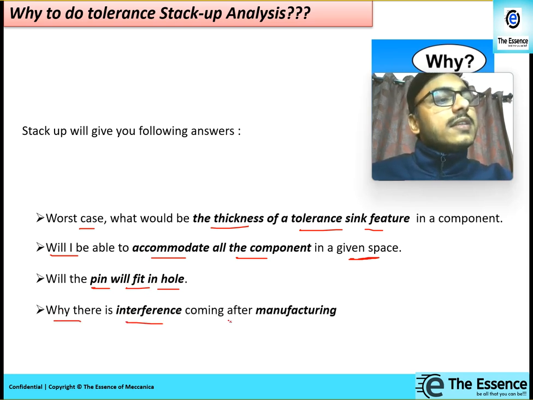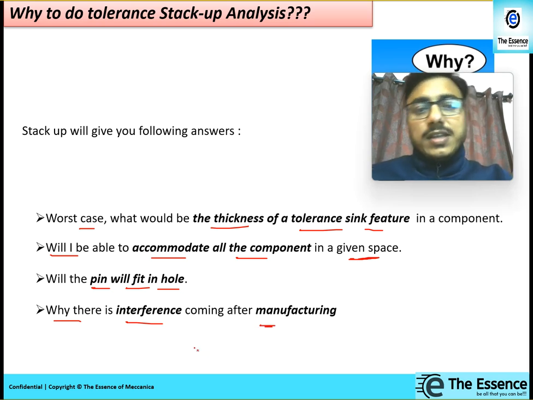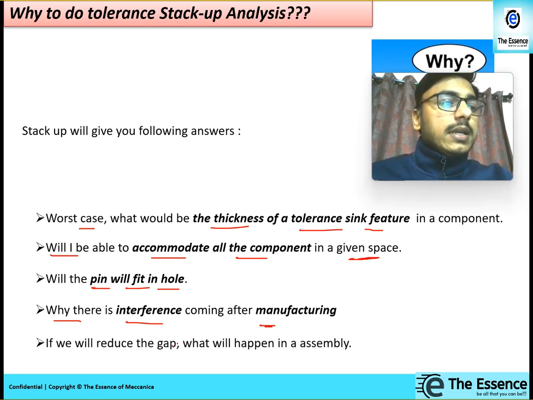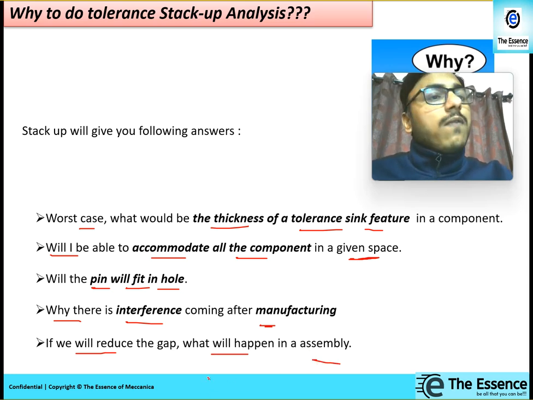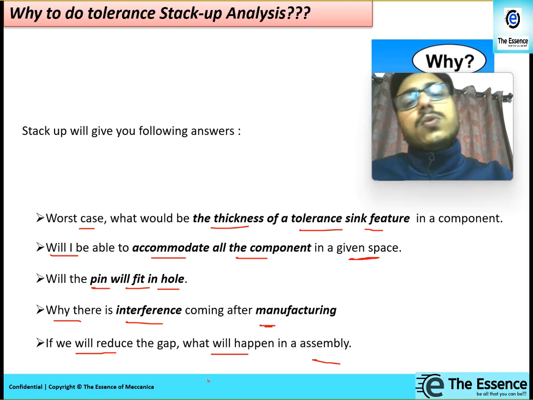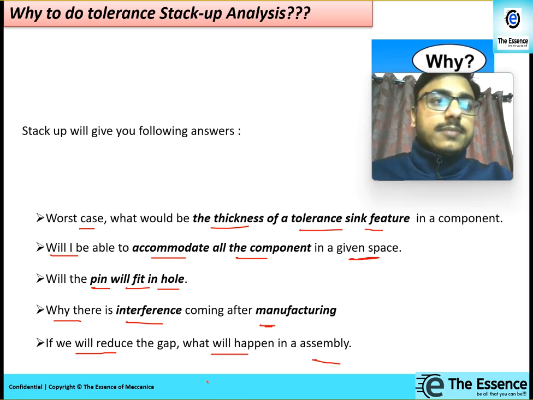Why is interference coming after manufacturing? Once the component gets manufactured and is creating problems in assembly, we are not able to assemble it, then we do tolerance stack-up analysis to get an exact idea of what is going on. If we reduce the gap, what will happen in assembly? If we want answers to all these questions, then we do tolerance stack-up analysis.